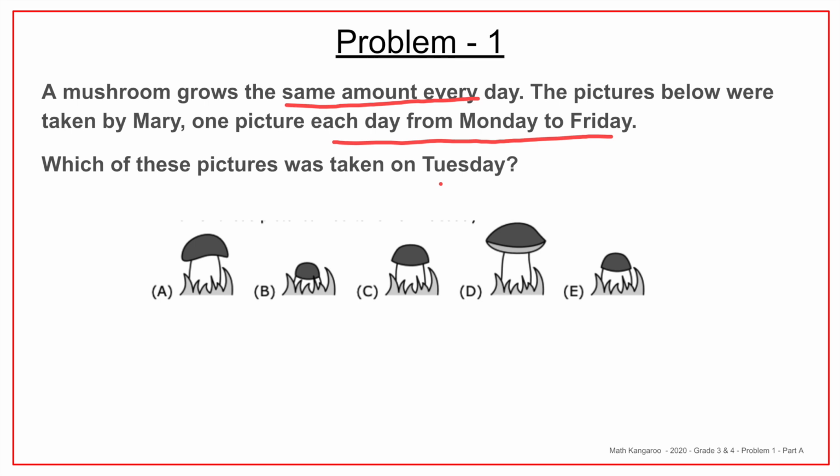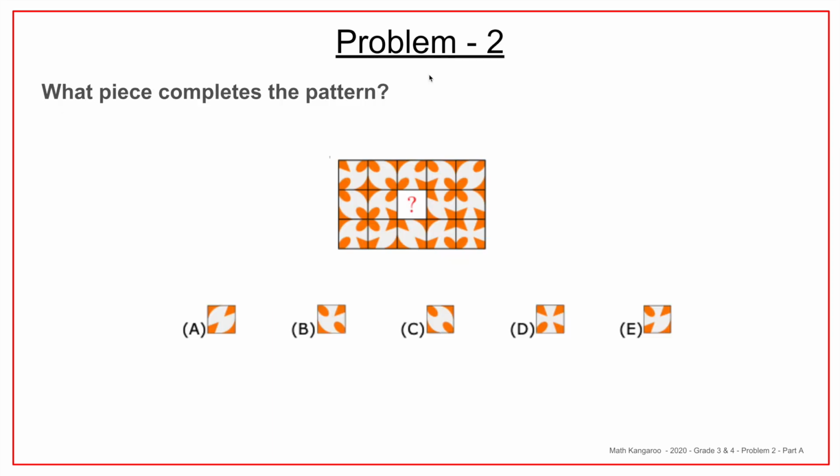To find out which picture was taken on Tuesday, let's arrange the pictures in order of size. The smallest picture must be from Monday, option B. The next smallest picture must be from Tuesday, and that is option E. Thus, option E is our answer. Now let's move to problem 2 and take a new challenge.